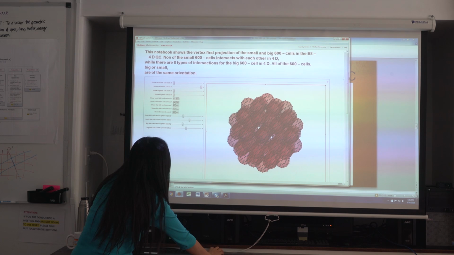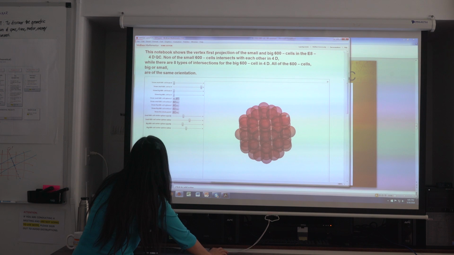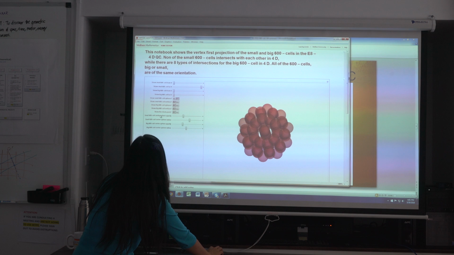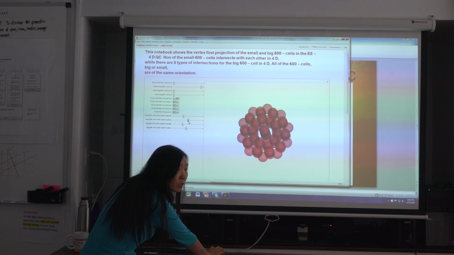So if we don't show the 600 cell vertices, these will be the 600 cells. And these are the small 600 cells. I think these are the small 600 cell radius. Yeah, so these are the small 600 cells. They don't really intersect with each other. They don't really overlap. But just the big ones overlap.